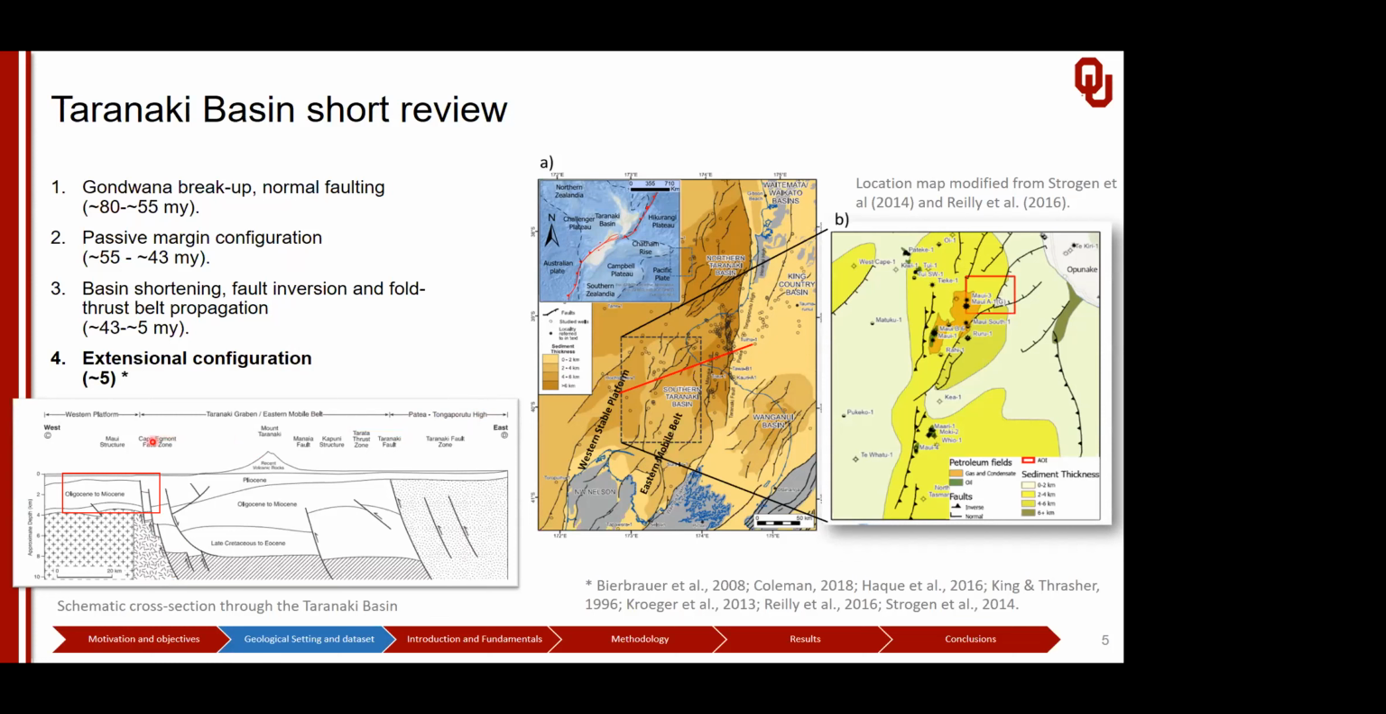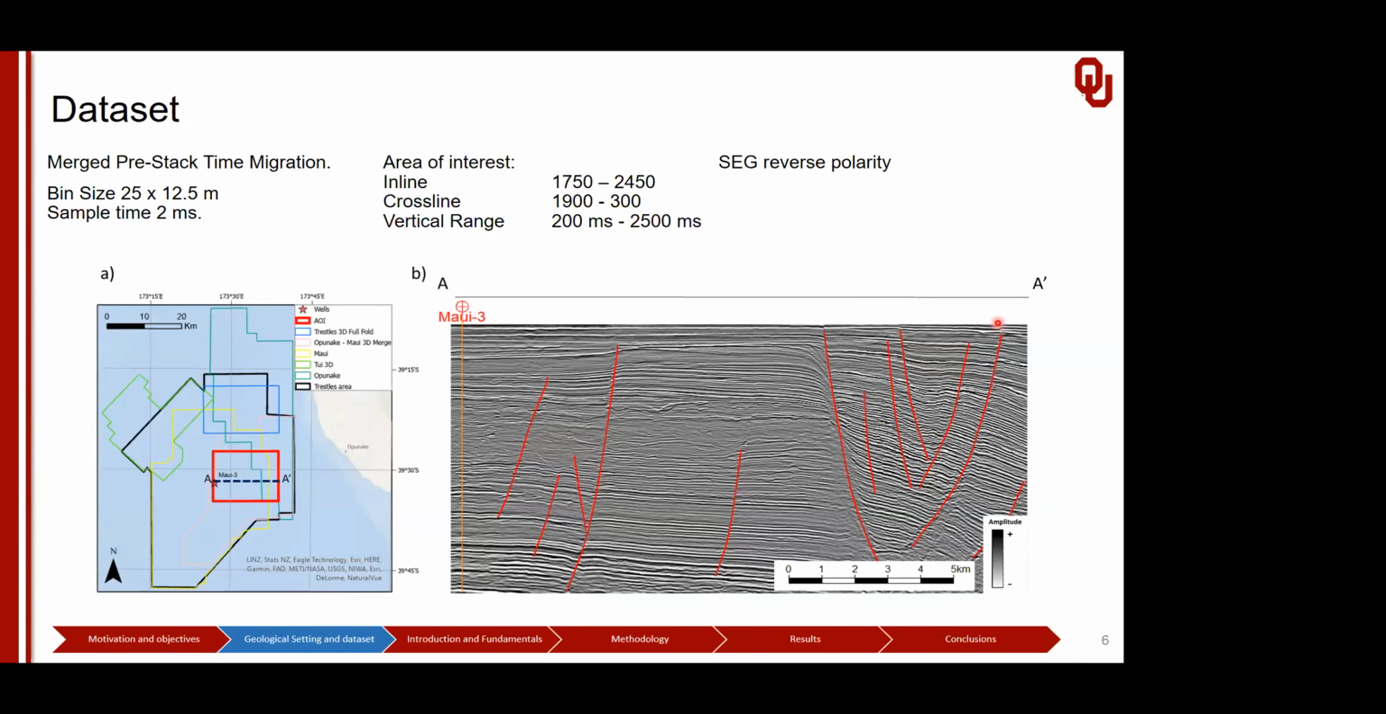The section in the lower left, this cross section, is the red line in the map. It shows the sediments, which are mainly Oligocene and Miocene, and the structural feature that you can see here is the Cape Egmont fault zone. And this is the area that I am working on. This is a small volume here. And the dataset: here you can see the area of analysis in red.